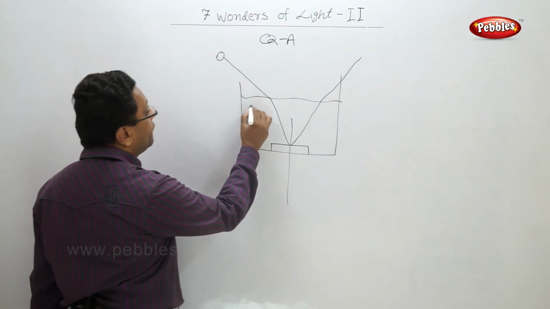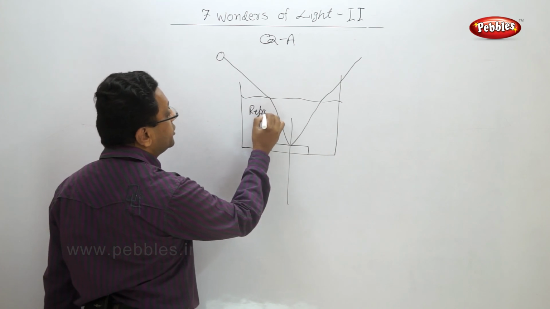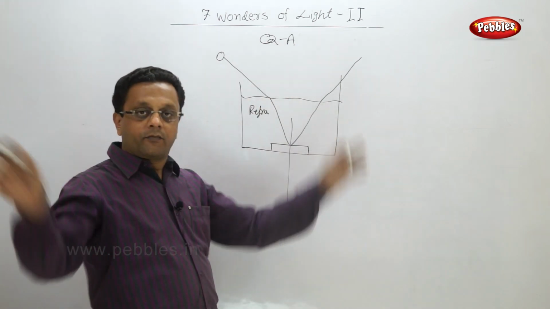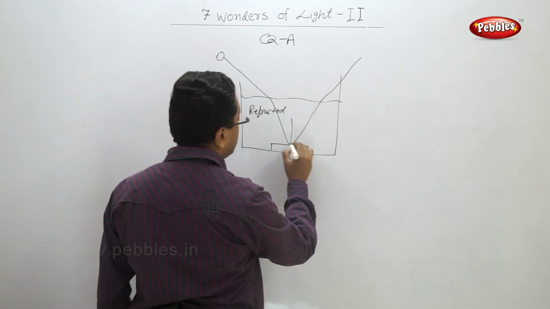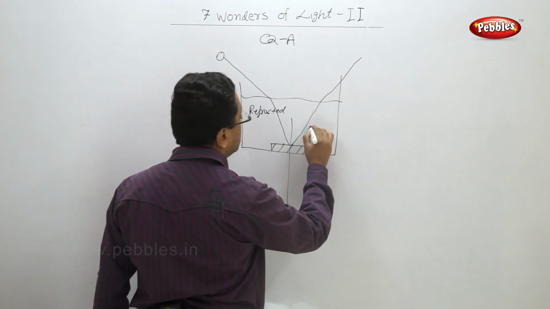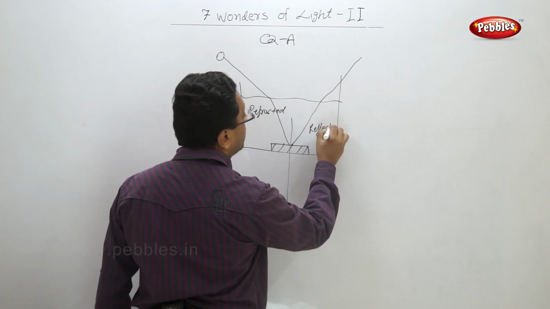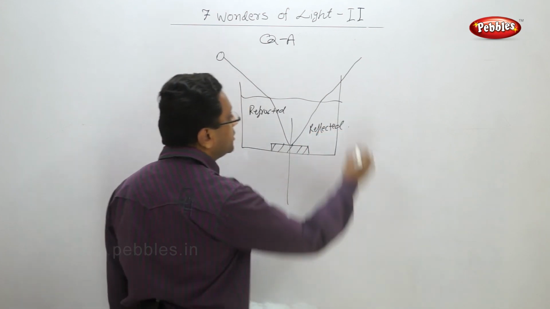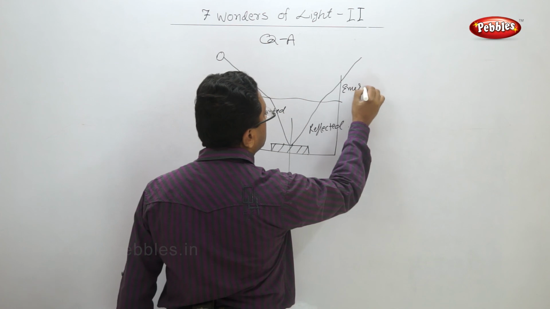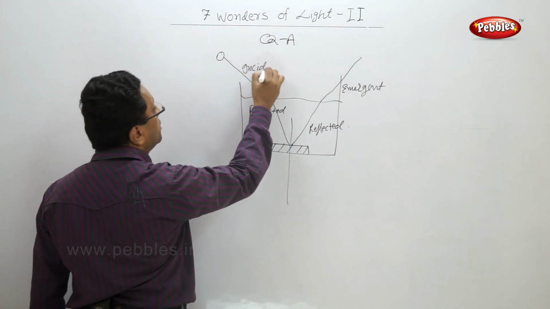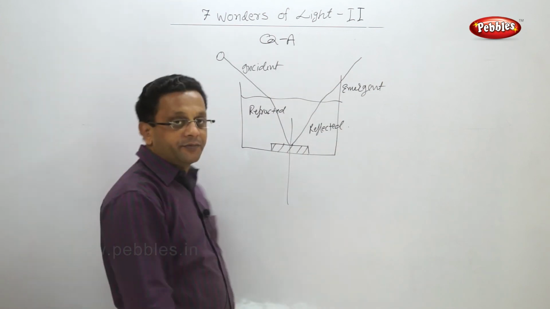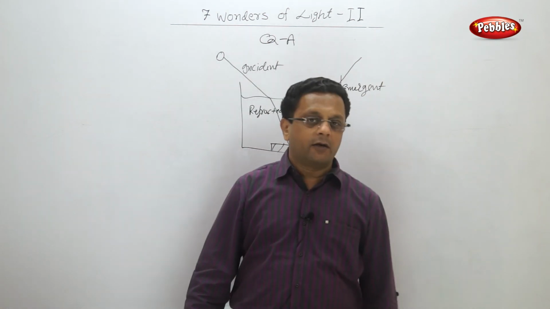This is the reflected ray, this is the refracted ray, this is the reflected ray because this is a mirror, this is the emergent ray, and this is the incident ray. Okay, you can show the angle, of course.